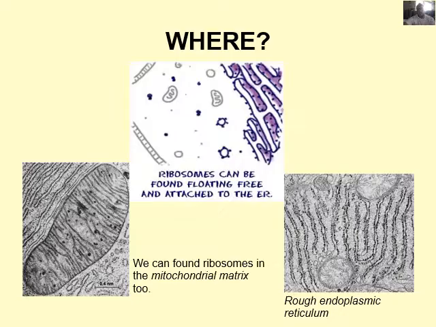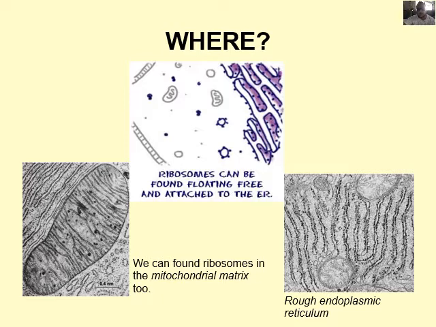So let's talk about the little ribosomes. Where they're found, they can be found free floating or attached to the endoplasmic reticulum. It's important that you understand that ribosomes are pretty much all over the place. We often find that they are free floating, and they can actually be made up by 4 separate proteins, which is pretty cool. But they are often attached to the endoplasmic reticulum. We found ribosomes in the mitochondrial matrix.